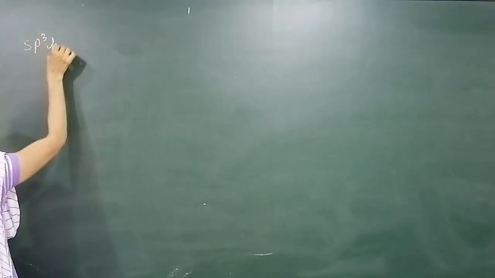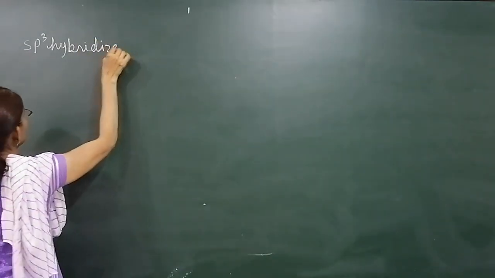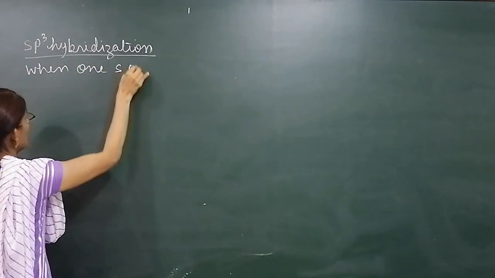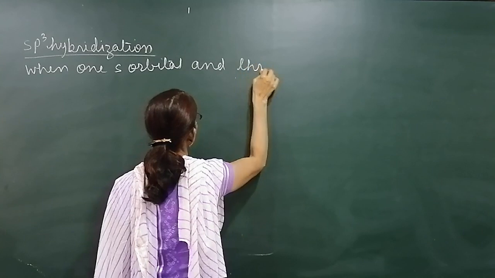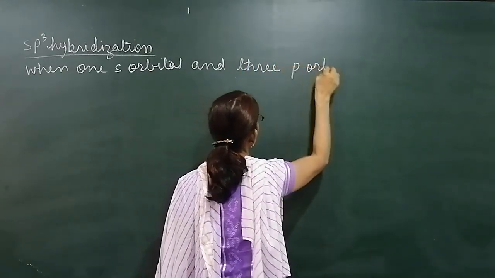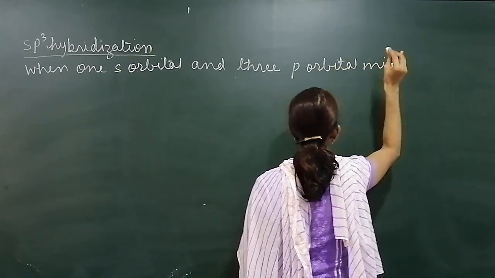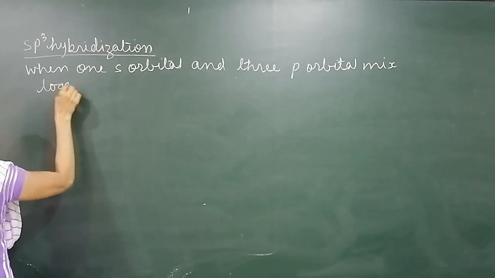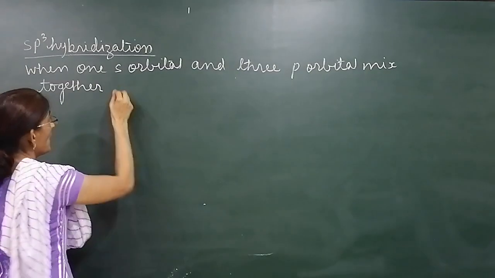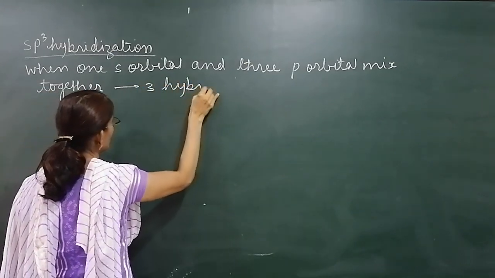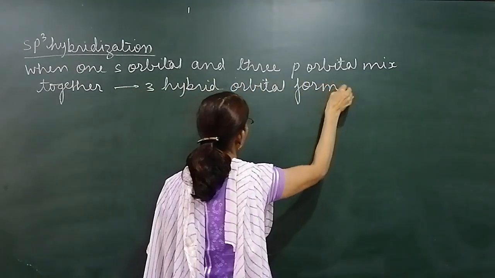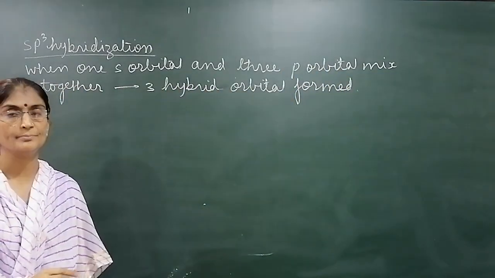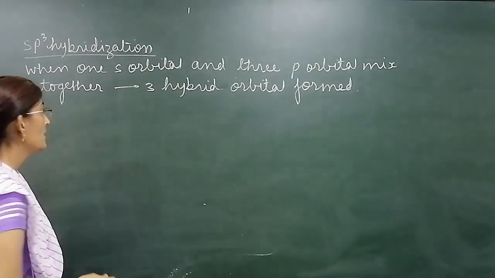What is SP3 hybridization? When one s orbital and 3 p orbitals mix together, then 4 hybrid orbitals of equal energy and identical shape are formed. This process is called SP3 hybridization. We'll take one example of SP3 hybridization: methane.